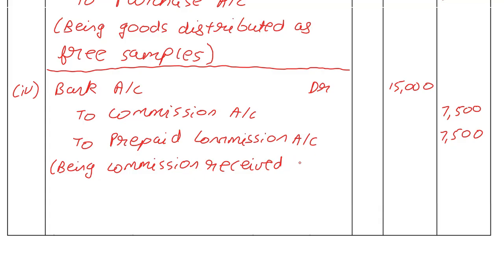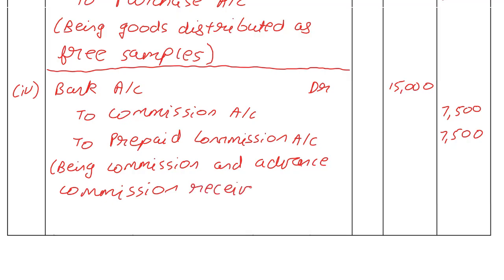Okay, and let's see. When you're thinking of narration, instead of saying being commission received, it could be being commission and advance commission. Okay, advance commission received. That should do. Now, if you look at the RTP solution, they have two separate entries for this. Not necessary. This should be good enough. Correct.